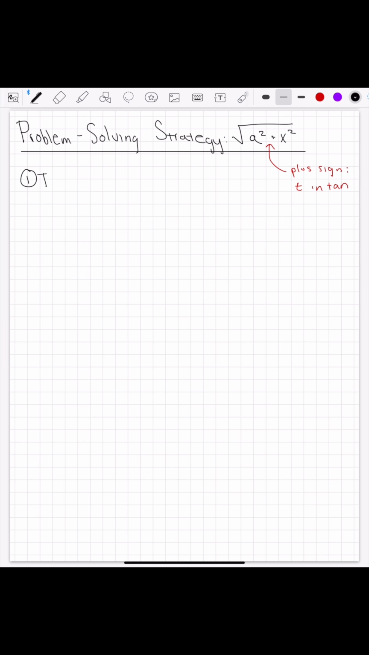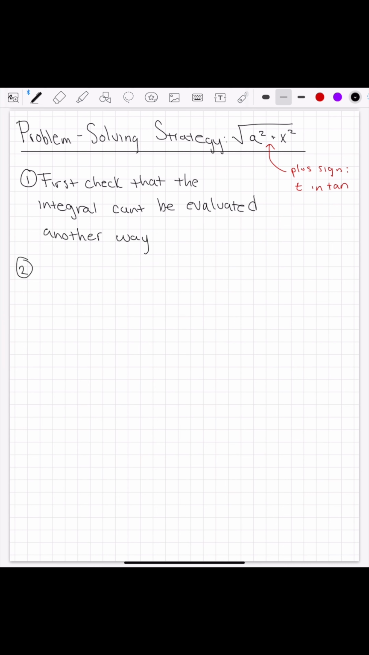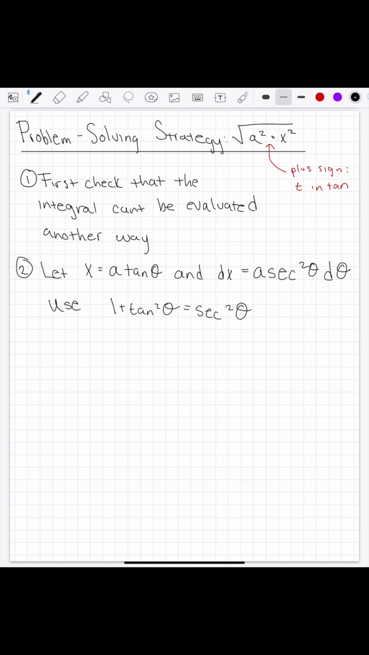So the first step is the same as the last one. First, check that the integral can't be evaluated another way, because we want to avoid this if we can. And then if not, you move on to step 2, and you let x equal a tan theta. And remember that the derivative of tan is secant squared. And so then you're going to end up using the trig identity that 1 plus tan squared theta is secant squared theta.